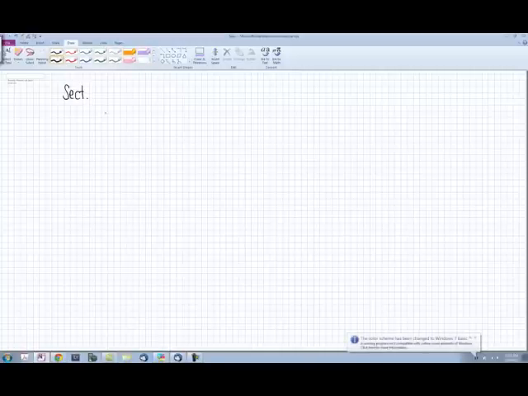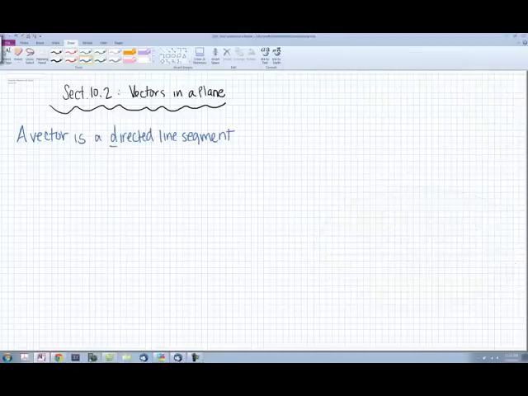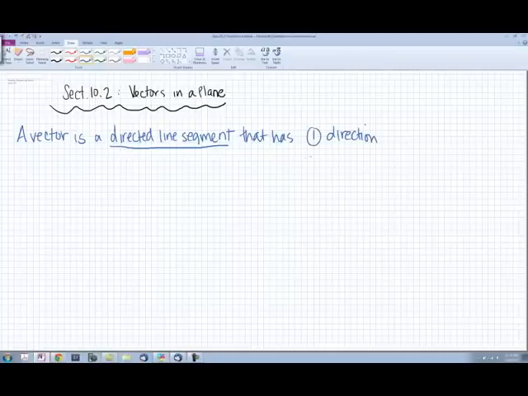Section 10.2, Vectors in a Plane. A vector is what is called a directed line segment that has two things. The first of which is direction, and the second of which is magnitude. Okay?